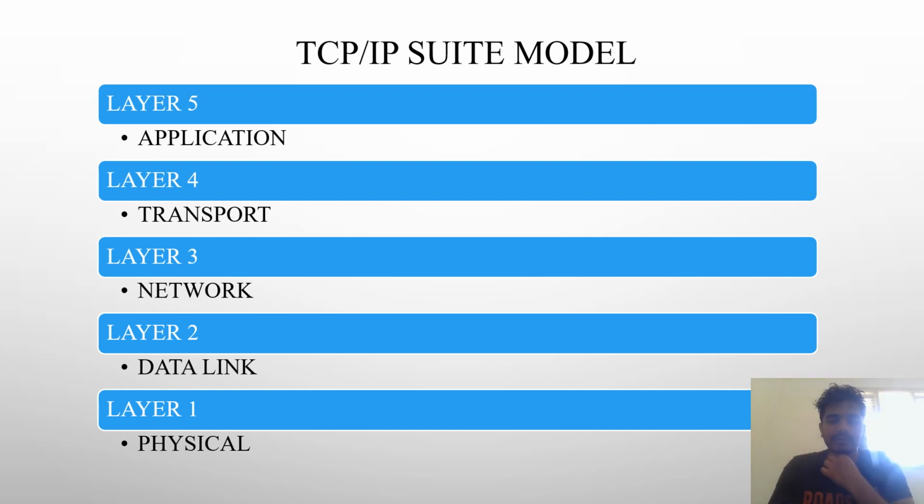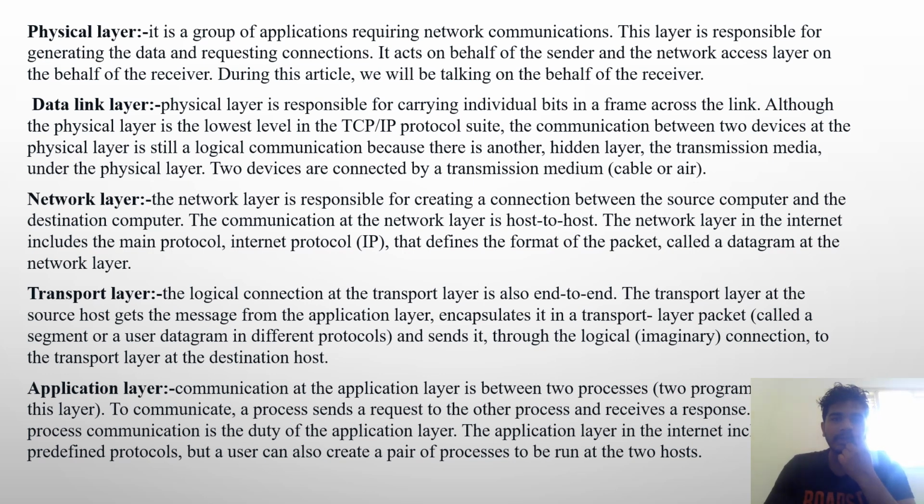And the TCP/IP suite model: layer 5 application, layer 4 transport, layer 3 network, layer 2 data link, layer 1 physical layer. The application layer is a group of applications requiring network communications. This layer is responsible for generating the data and requesting connections. It acts on behalf of the sender and the network access layer on behalf of the receiver. During this article, we will be talking on behalf of the receiver.